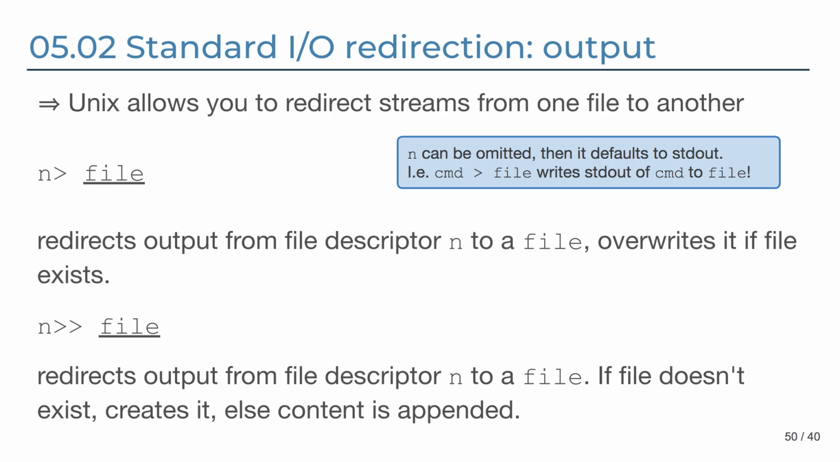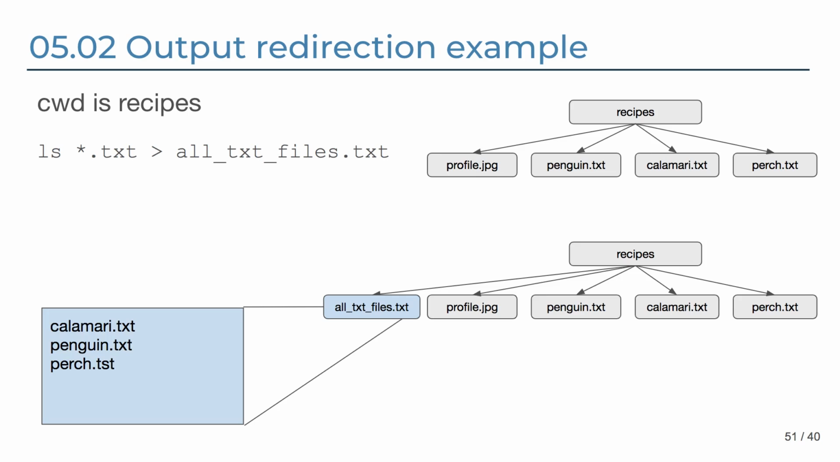There are 2 flavors of it. One is that we can redirect it and it just overwrites whatever is there, or we can append it to the file that already exists. So let's see how this works. Let's say I'm in recipes. Now we got a couple more, not only penguin and calamari, but also perch and profile.jpg. We want to list all text files that we have, and store this information in all text files.txt. Because the file doesn't exist, it gets created, and the output of the list command gets stored in this file.